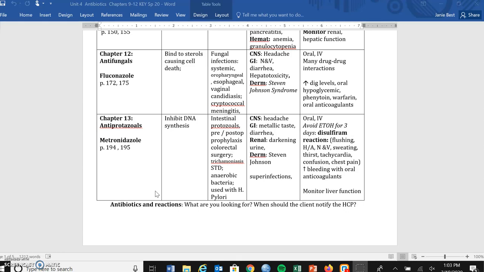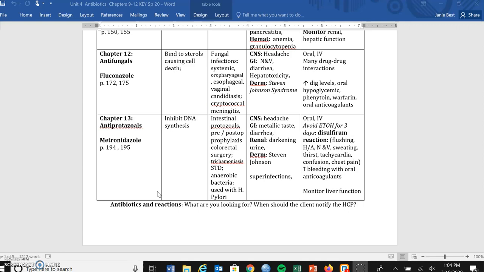It does darken the urine, as do some of the other drugs, but you need to particularly avoid alcohol within 3 days because it will cause disulfiram reactions, and I've listed the symptoms of a disulfiram reaction, which is almost like alcohol withdrawal. This drug also increases bleeding with oral anticoagulants, and you need to monitor the liver function.